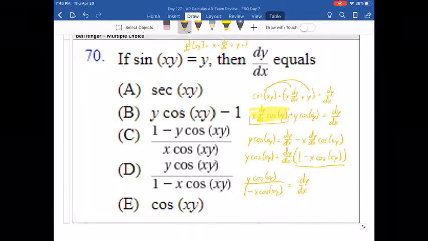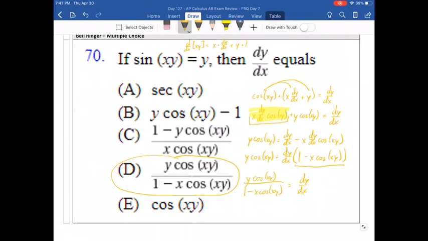Now we just have to make sure to match up with one of the answer choices, which looks to be answer choice D: y times cosine of xy all over the quantity 1 minus x times cosine of xy. So there you go. Implicit differentiation. Regardless of what type of implicit relation you have before you, you always want to get that dy/dx by itself, which is what we did.